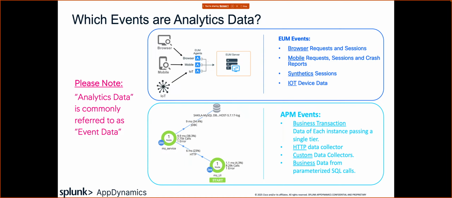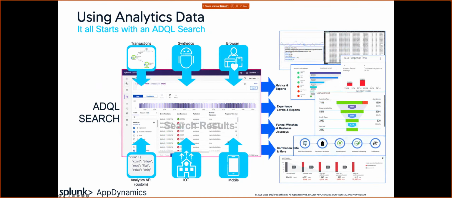And then on the APM side, it's more centralized around business transactions. So what's going from tier to tier, the HTTP data collector information, custom data collectors, like I gave an example of earlier, or the business data from SQL calls. So all the calls going through the multiple tiers of your application, and the calls going out to other HTTP calls going out to other sources like the databases. As long as it's associated with that business transaction, then it will be picked up as an APM event or something that you can search against.